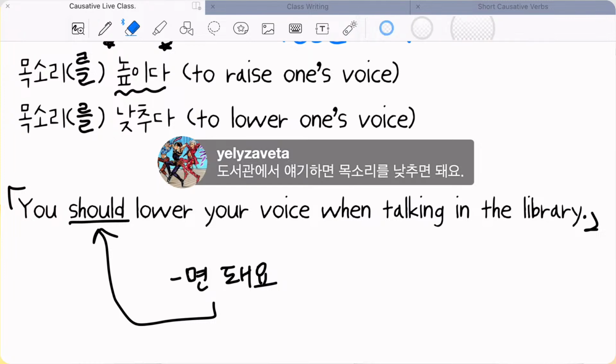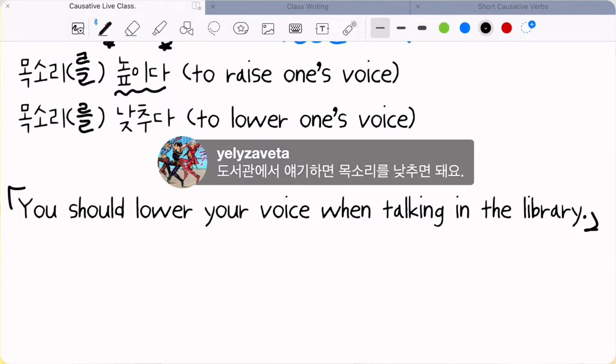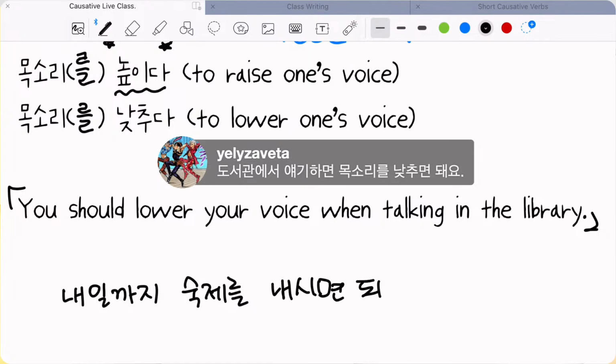So for example, if you want to say you can submit your homework by tomorrow, you can say 내일까지, by tomorrow, submit your homework, 숙제를 내시면 돼요. If you want to kindly tell them that's how it works, and you don't want to sound forceful. So if you say 내일까지 숙제를 내야 돼요, it means you must, you have to. But if you want to sound more soft, that's when 면 돼요 can be used.